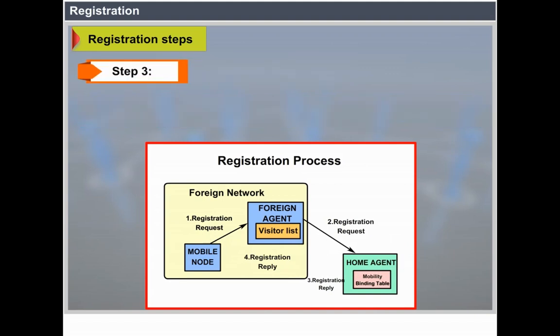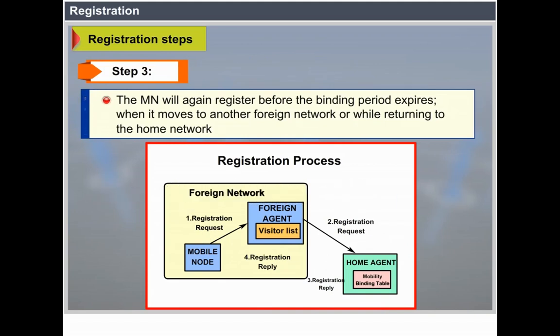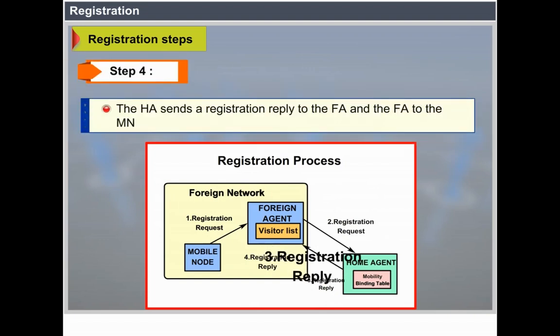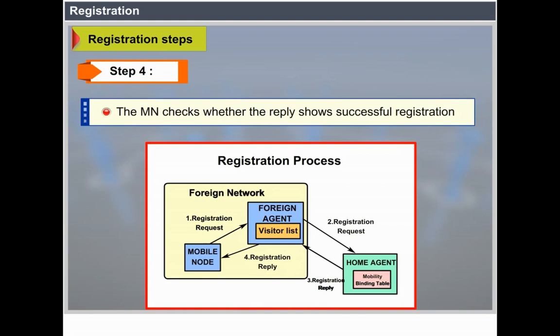Step 3. The MN registers again before the binding period expires when it moves to another foreign network or when it returns back to the home network. Step 4. The HA sends a registration reply to the FA and the FA to the MN. The MN checks whether the reply shows successful registration. It means that a mobility binding now exists from the HA to FA.